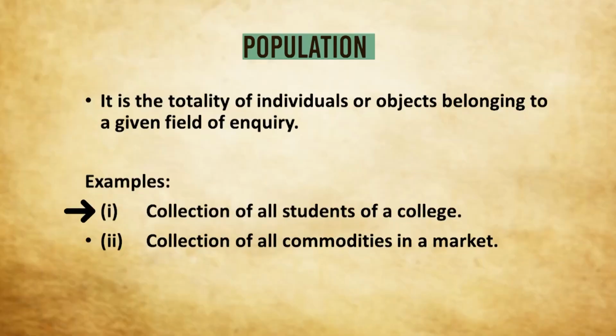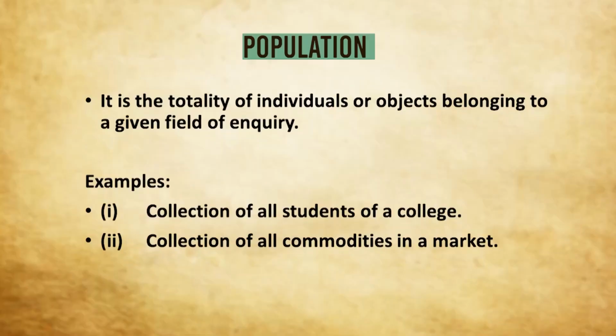What do you mean by totality of all individuals or objects? Let us consider two examples. Suppose we consider the collection of all students in a college. Suppose we conduct some survey on the college students, and for a college we take all students. So this is the totality. Suppose we want to know the consumption pattern of average families. So as the population we can take up the collection of all commodities in a market. So these are the populations.